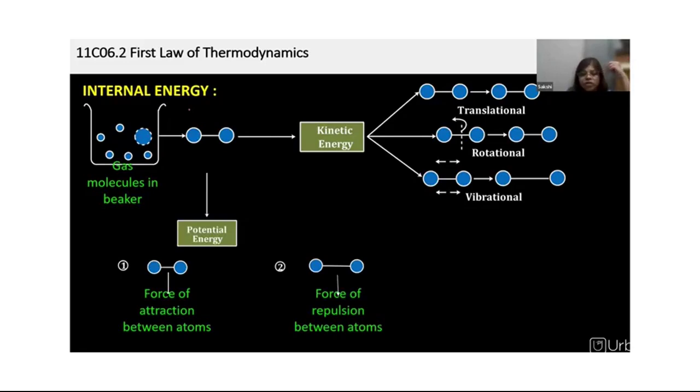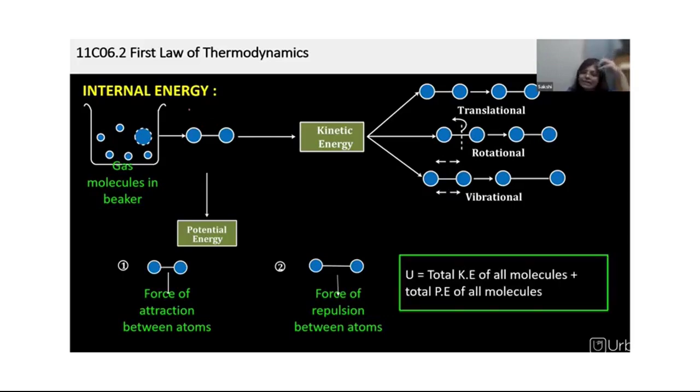Potential energy, like there is a force of attraction between two atoms. There would also be a force of repulsion. So potential energy is the energy due to position. Where are the molecules positioned? So what is this internal energy now? Internal energy is a sum total of all the energies. It is the sum total of the kinetic energy, the potential energy, and all other energies involved in any system. That is called internal energy.